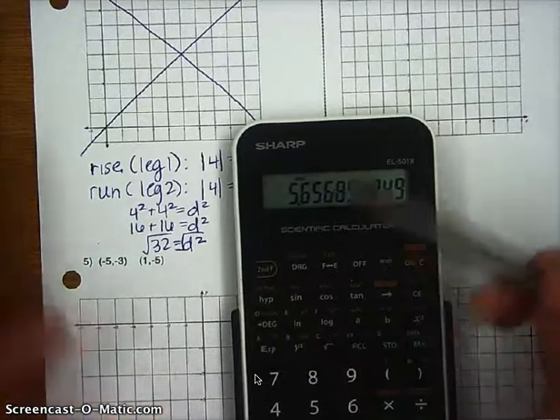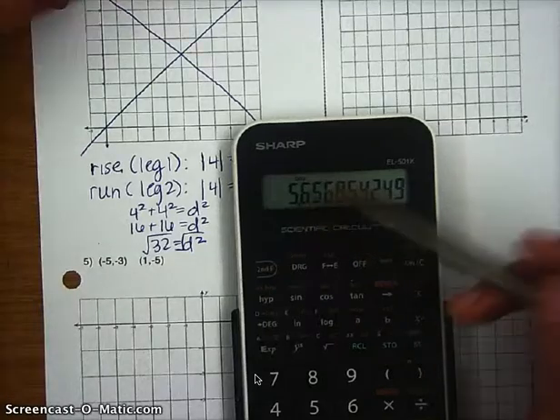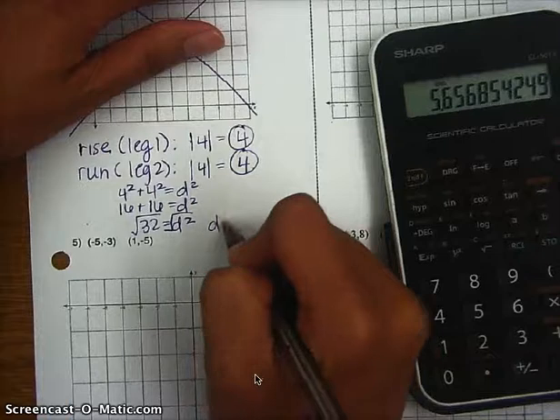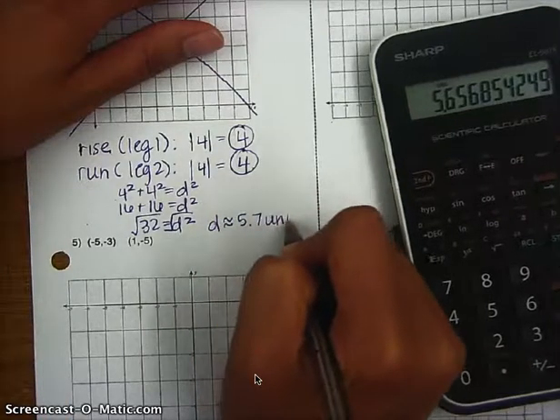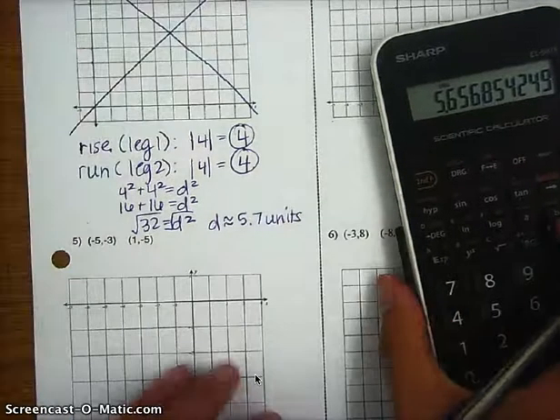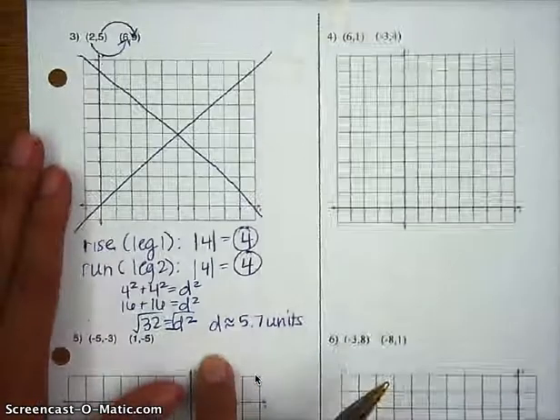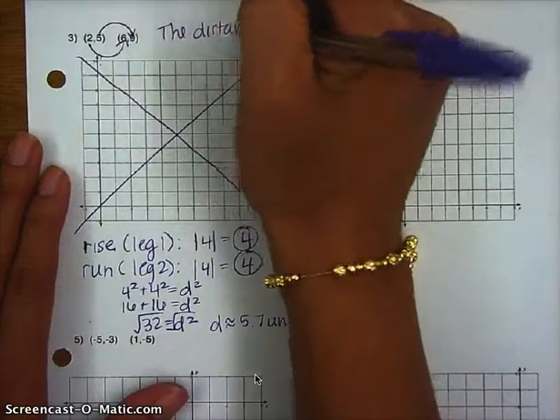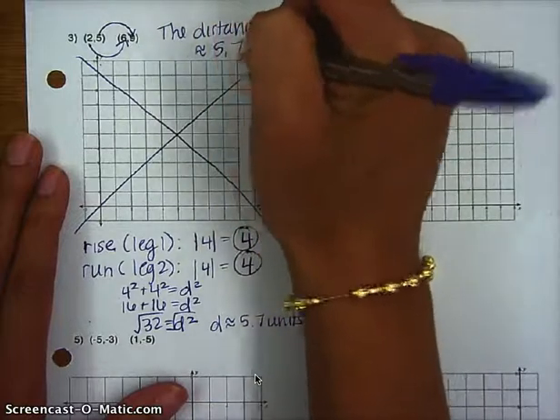Okay, so I'm going to round my answer to the nearest 10th. So this 5 will make the 6 go up. So my final answer would be that d is approximately 5 7/10 units. But remember, they're asking me for distance. They didn't ask me for d. So my final answer should actually be the distance is approximately 5 7/10 units.